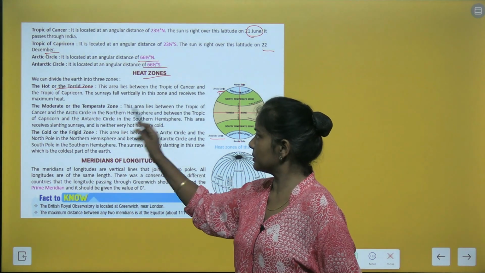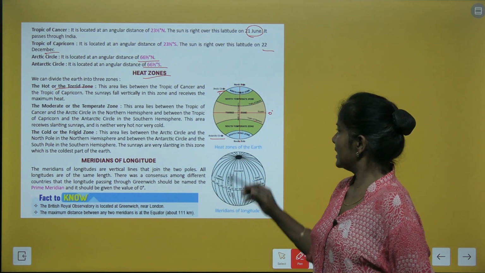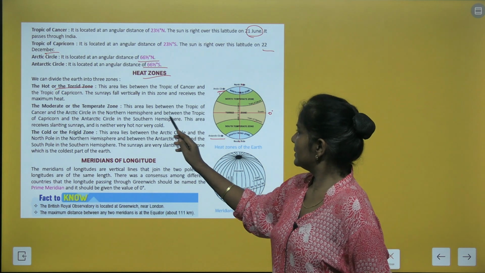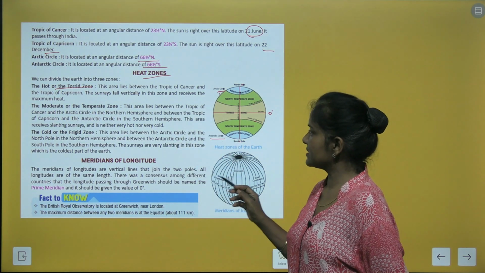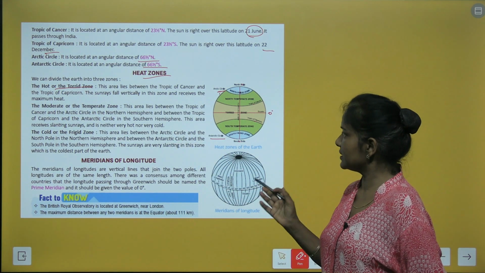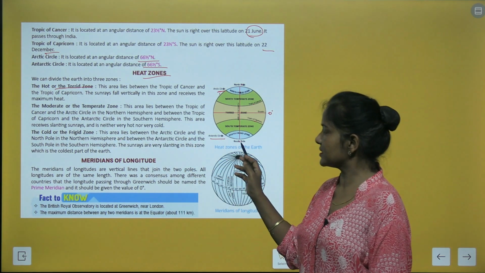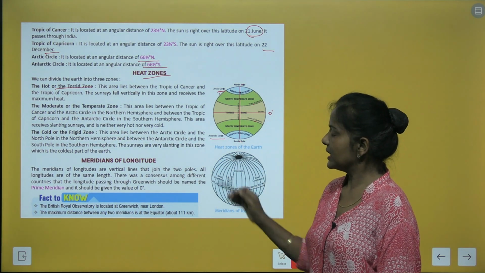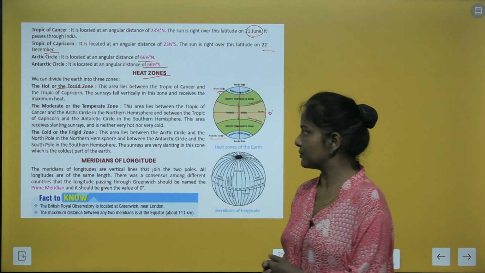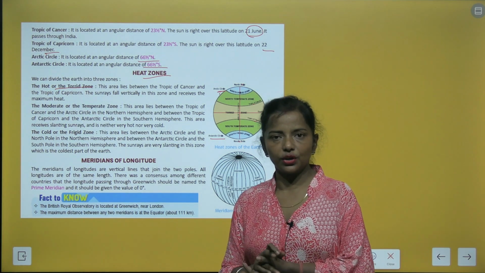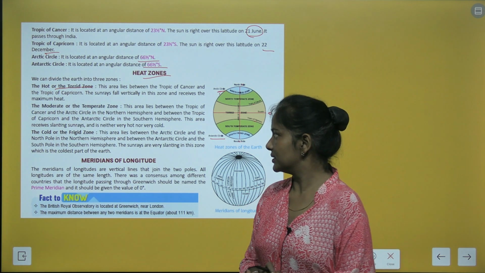द मॉडरेट और द टेम्परेट जोन. दिस एरिया लाइज बिटवीन द ट्रॉपिक ऑफ कैंसर एंड आर्कटिक सर्कल इन द नॉर्दर्न हेमिस्फीयर एंड बिटवीन द ट्रॉपिक ऑफ कैप्रिकॉर्न एंड द एंटार्क्टिक सर्कल इन द सदर्न हेमिस्फीयर. दिस एरिया रिसीव्स slanting sun rays and is neither very hot nor very cold.